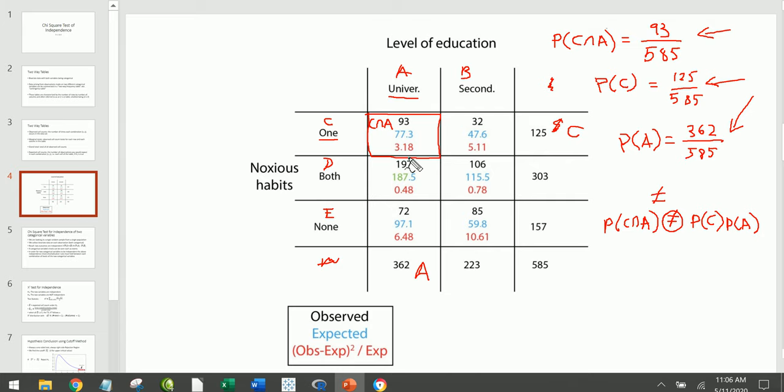If all of them together are not too far off independence, then we would conclude that these two variables are independent. If they're way off independence, in other words, this not equal to, collectively for all six of these cells, becomes such a big number, a big difference, then we would conclude that level of education and noxious habits are not independent. They're dependent, which is actually a very interesting result. Okay, now what are the expected cell counts? Now we can discuss that. All right, so let's back off.